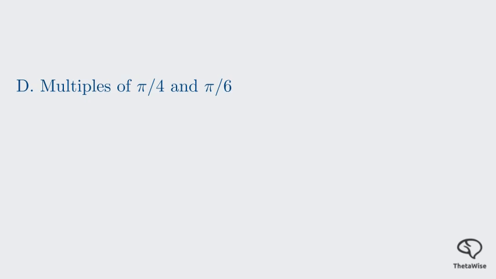We can derive these values using two special triangles. First, consider an isosceles right-angled triangle with two sides of length 1. By the Pythagorean theorem, the hypotenuse is the square root of 2. The angles are 45, 45, and 90 degrees.